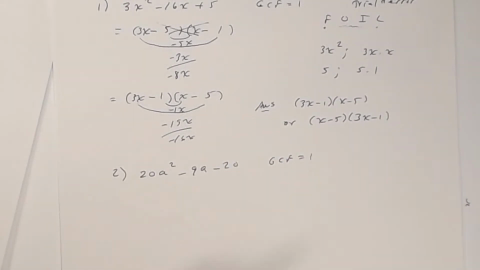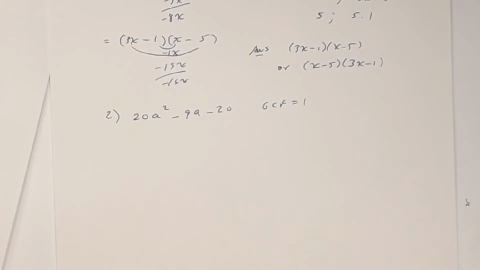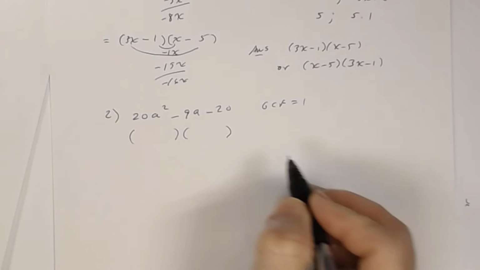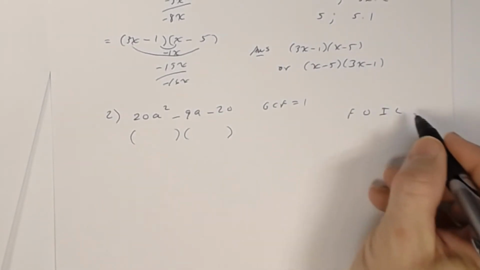All right, so first of all, notice the GCF of those three terms is 1. So the GCF is 1. So there's nothing to factor out. And so now what I'm going to do is go ahead and try and factor this as two binomials. And then again, we're going to use the idea of FOIL to help us.